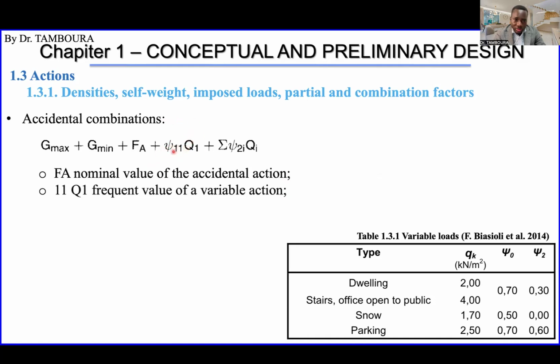And this psi 1,1 Q1 is the frequent value of the variable action. And these are exactly what we have here. This value is here, the quasi-permanent value of another variable action.